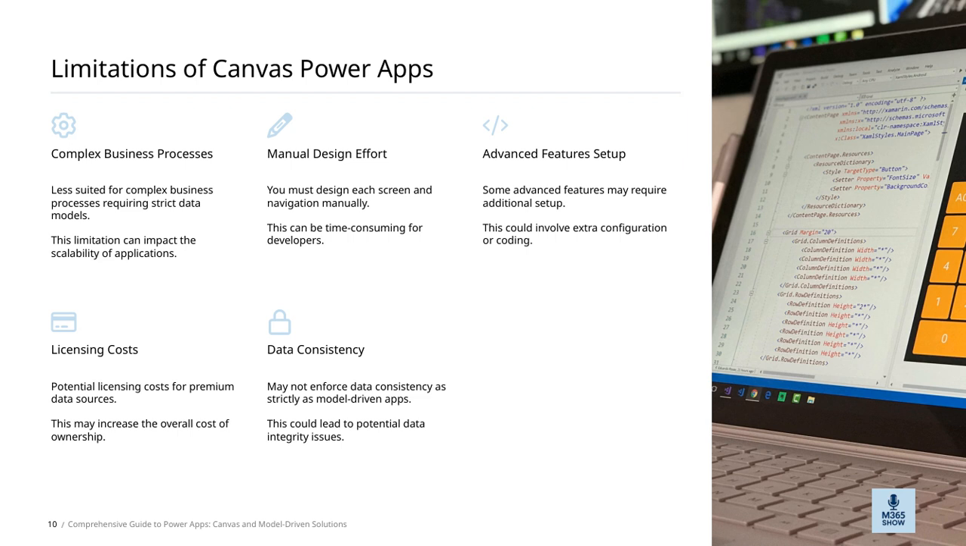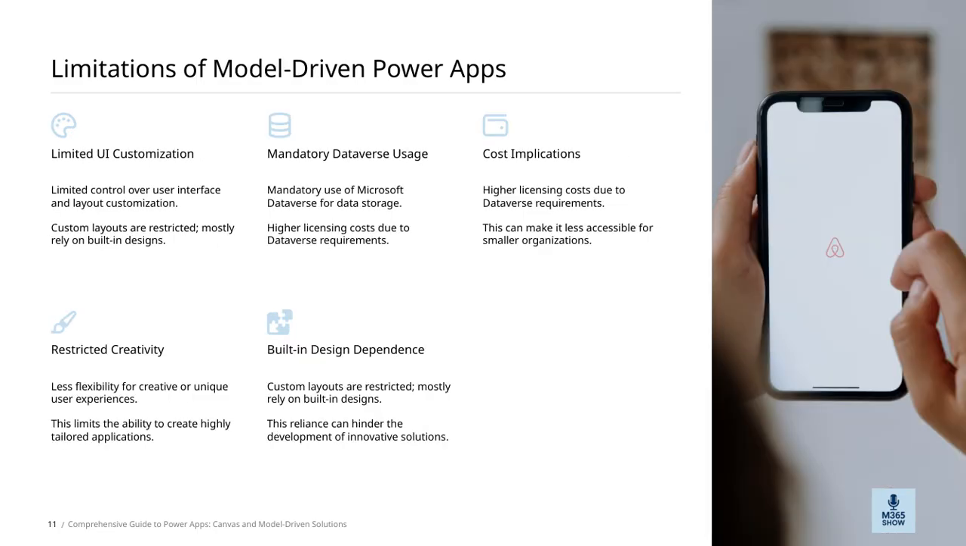Finally, Canvas apps are less suited for complex business processes that rely on strict data models. This limitation can impact scalability, especially if your application needs to handle intricate workflows or large amounts of data reliably. Understanding these limitations helps us make informed decisions about when and how to use Canvas Power Apps effectively within our broader digital strategy. Let's take a closer look at some of the limitations of model-driven Power Apps.